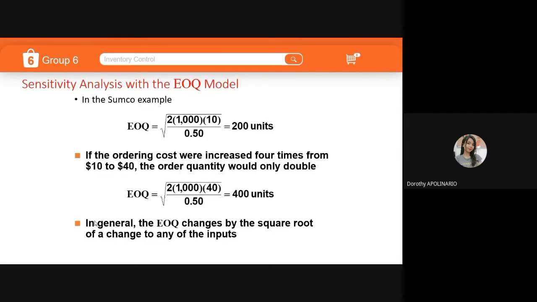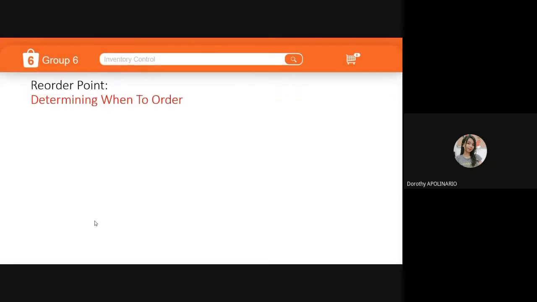Still, let us use the Sumco company as an example. In the Sumco example, earlier the EOQ was 200 units. But if the ordering cost were increased 4 times from $10 to $40, the order quantity would only double. So the 200 units will become 400 units. In general, the EOQ changes by the square root of a change to any of the inputs.